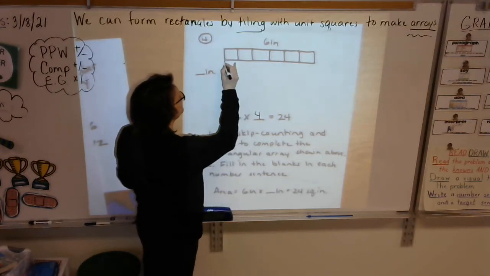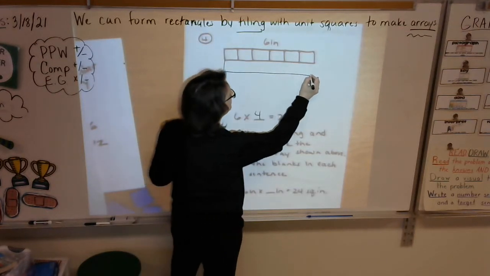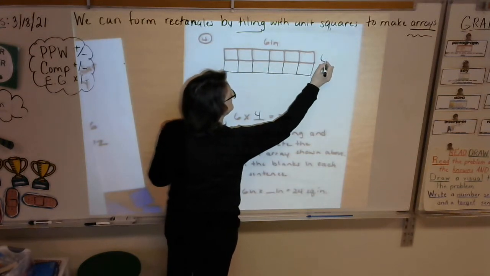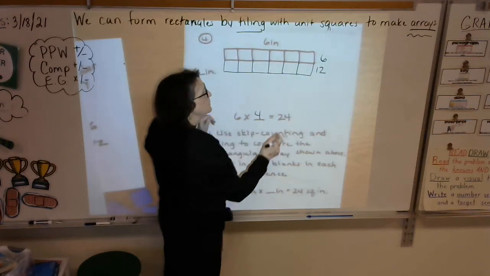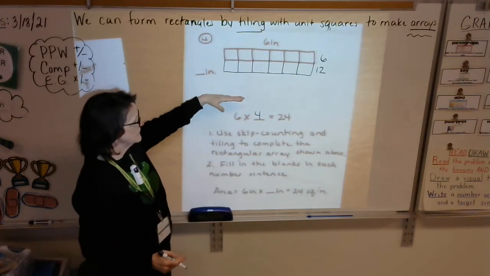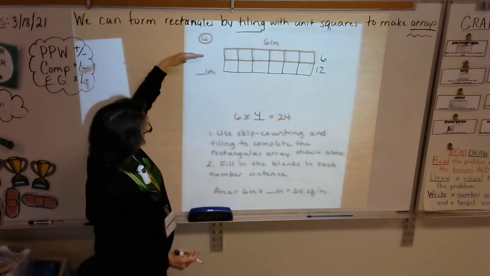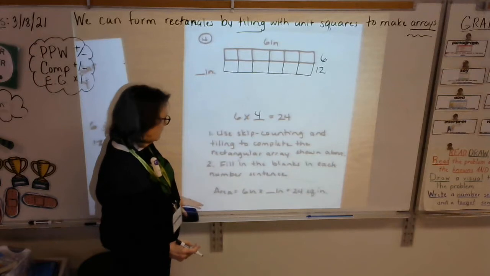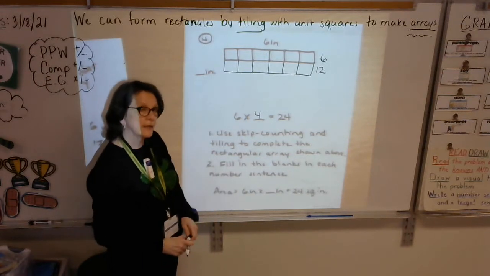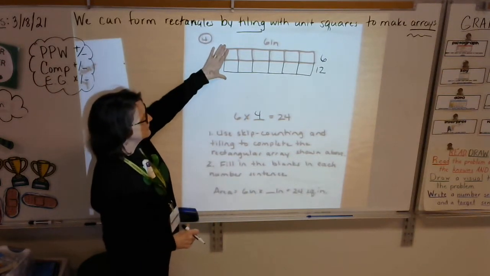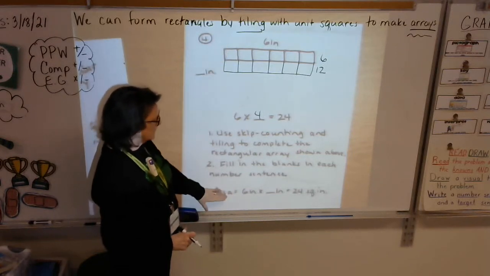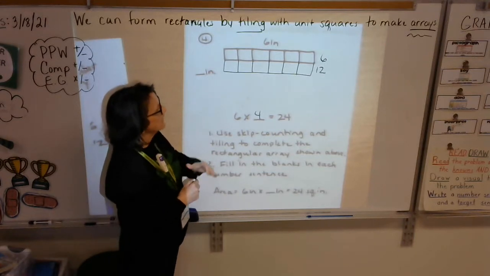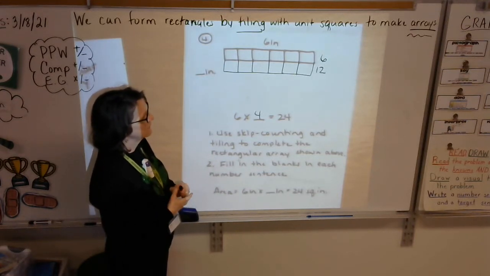But what I want you to do is add rows, and each time skip count by 6, 12, and you're going to keep adding rows of 6 until you get to 24. And then I'm going to have you label the unknown side length, and then finally write the number sentence to find the total area. Okay? So please complete this rectangular array and write the number sentence to find the total area. What we are doing is we're using skip counting and rectangular arrays to find the total area of rectangles.